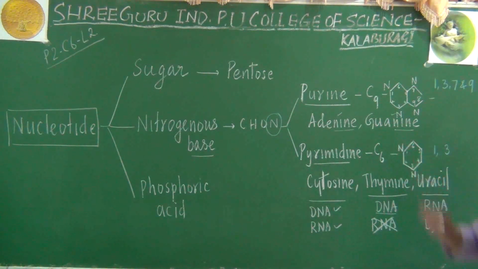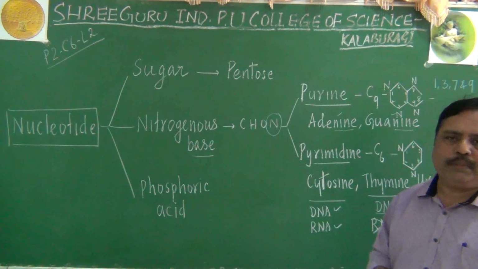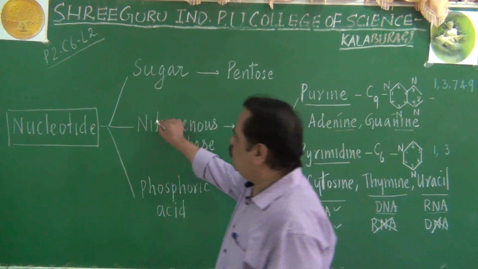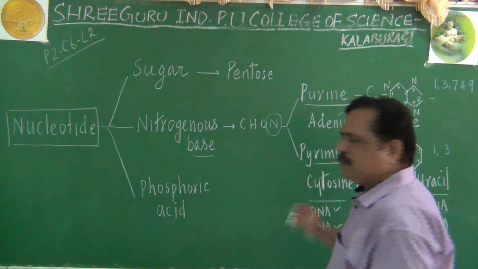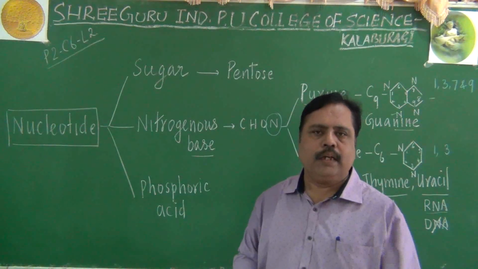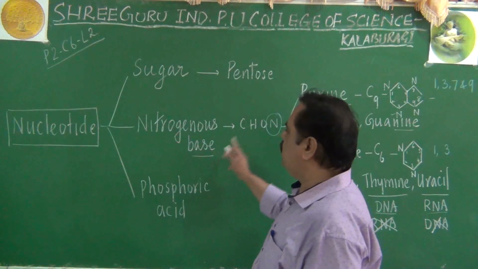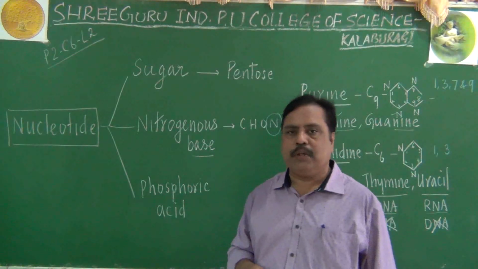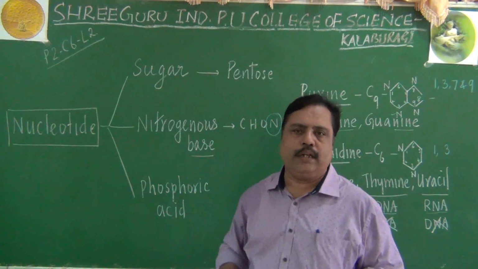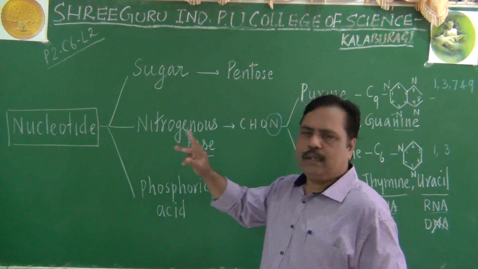That makes another difference between purines and pyrimidines. These are the nitrogenous bases. Now, one important point here is, even though there are 5 types of nitrogenous bases, adenine, guanine, cytosine, thymine and uracil, a given nucleotide will have any one of the bases only. Please remember this point. No single nucleotide will have all the 5 nitrogenous bases. Any one only will be present in that nucleotide.